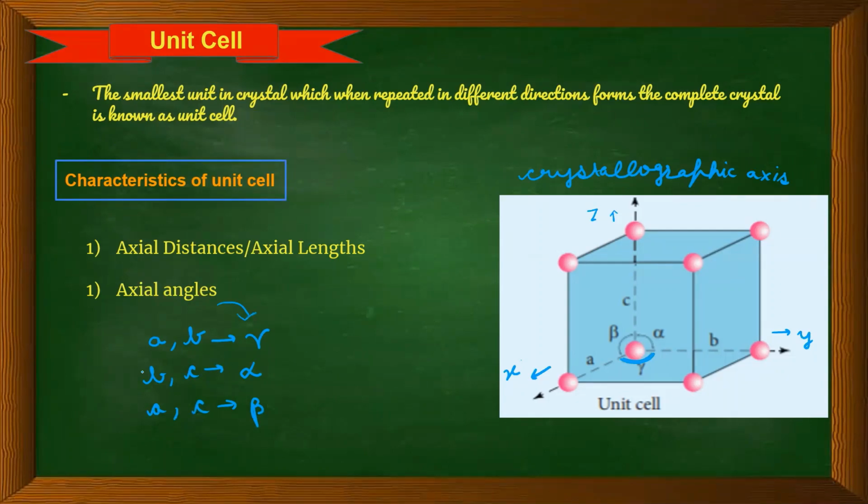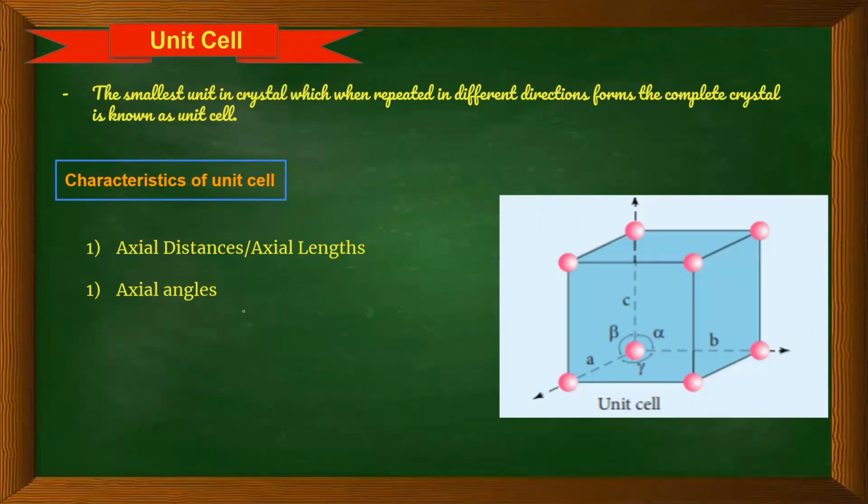So you have to say that there are 6 characteristics of a unit cell: 3 axial lengths, which are A, B and C, and 3 axial angles, alpha, beta and gamma. This is a note for you that these axial lengths may or may not be perpendicular to each other.